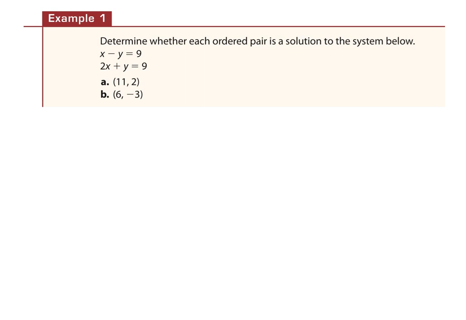So this first thing, just ask, do we have an answer? Is this ordered pair a solution? In order for it to be a solution, which is what they're asking for, then it has to work for both equations. So the way I check this is I'm going to take my first point, (11, 2), and I am going to see if it makes both equations true. So x minus y equals 9. That is true. 11 minus 2 does equal 9.